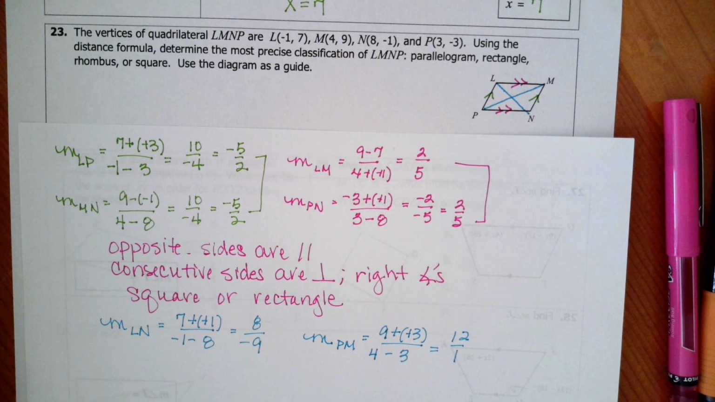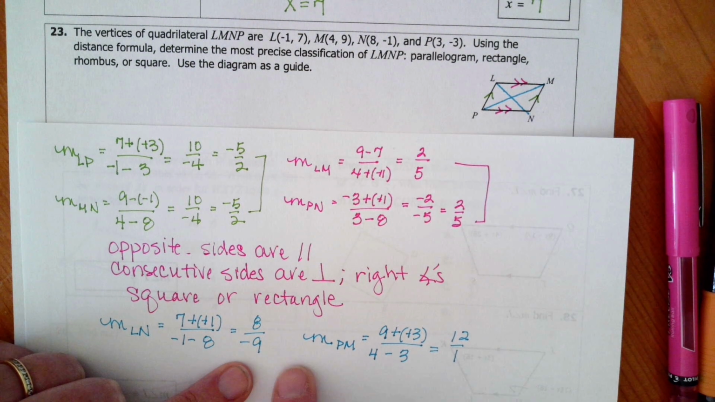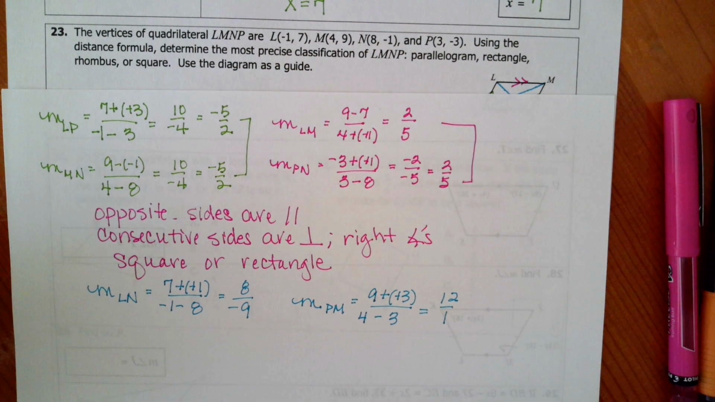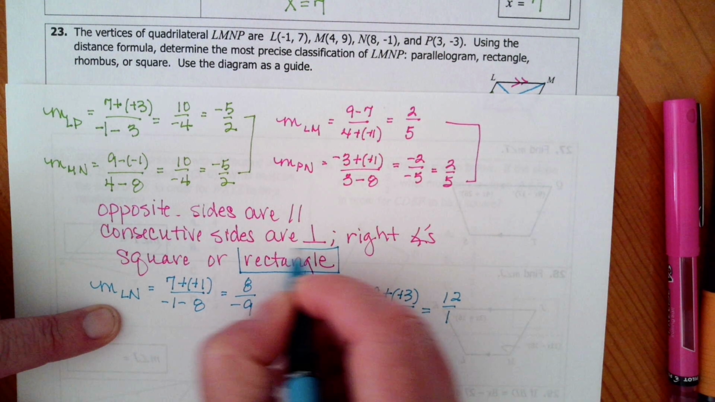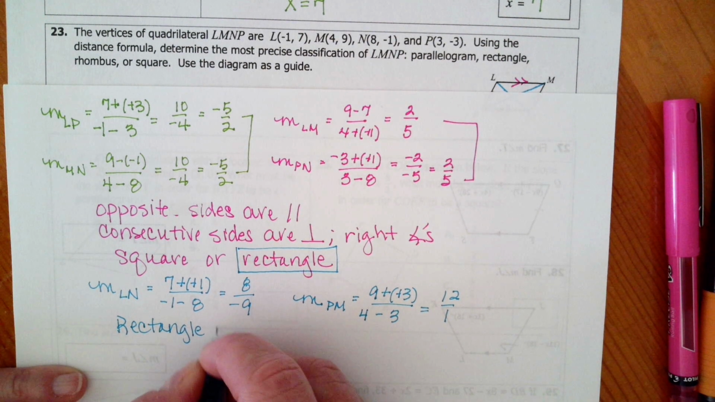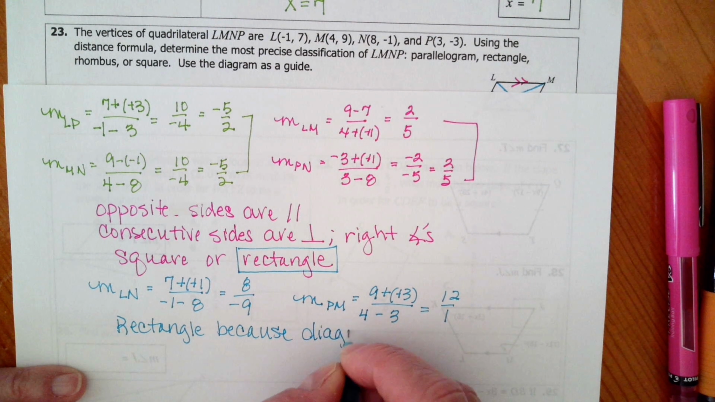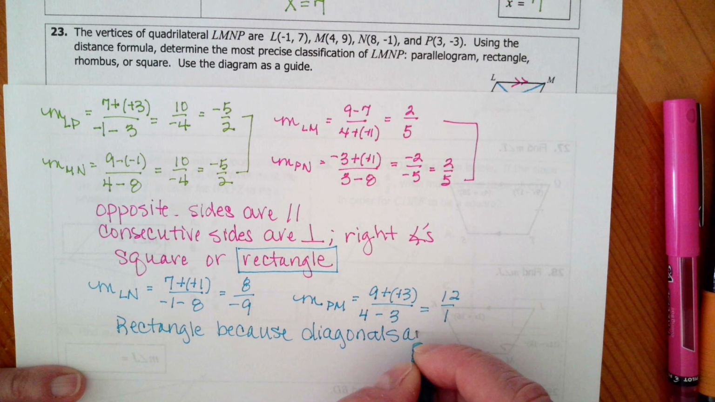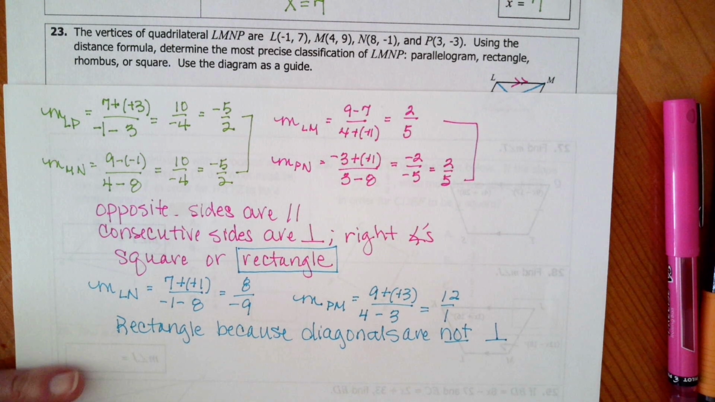So it appears the slopes have nothing in common. These are clearly not going to be perpendicular to each other. They are not opposite reciprocals. And so therefore, our choices were square or rectangle. It's going to be a rectangle, because the diagonals are not perpendicular. So we have no right angles between the diagonals.